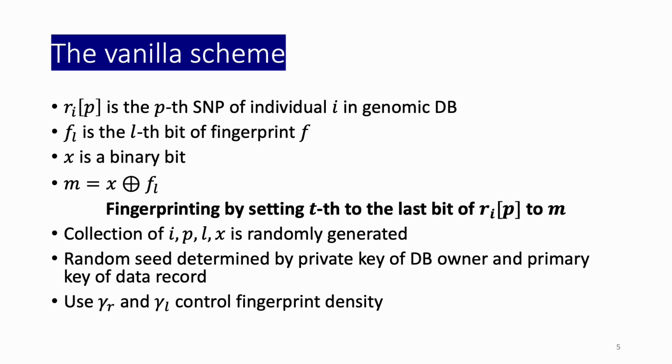To be more specific, let R_ip be the p-th SNP of individual i in the genomic database, and F_l is the l-th bit of the fingerprint bit string. Let x be a random binary bit, and m is the result of the exclusive OR operation between x and F_l. The fingerprint insertion is completed by setting the l-th least significant bit of R_ip to the mark bit m. In the fingerprinting scheme, i, p, l, and x are all randomly generated.